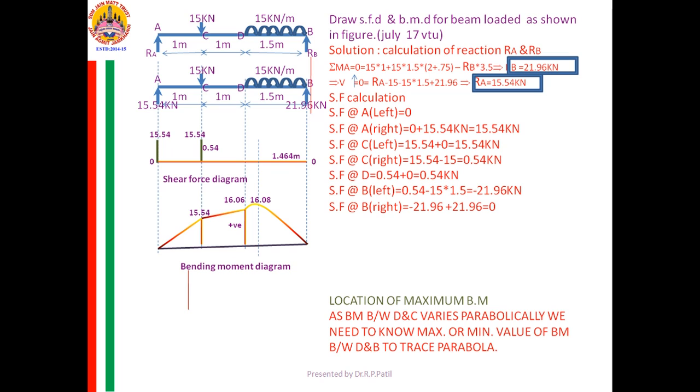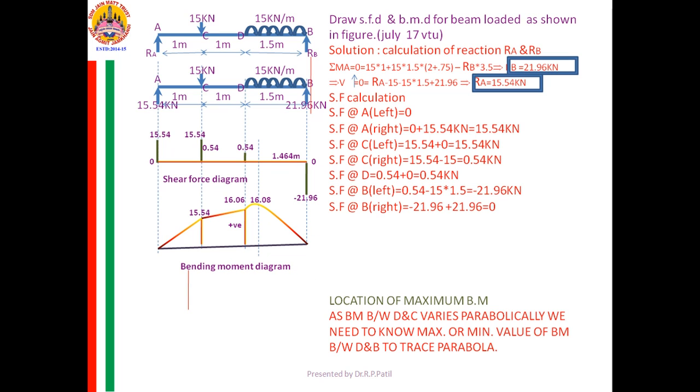Now from there, where you are going? You are going to D. What is SF at D? 0.54. Right? At D, plus 0.54 is the SF. Now, you are coming to left of B. What is it? Minus 21.54. Minus means below the line, and you draw there.